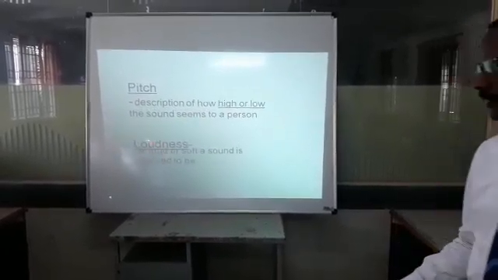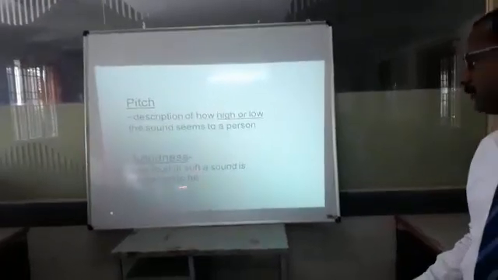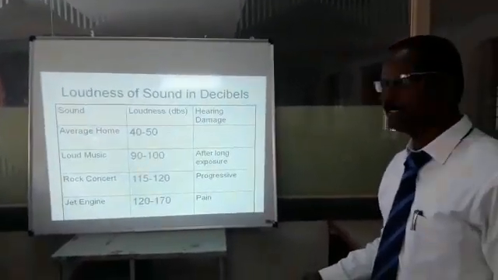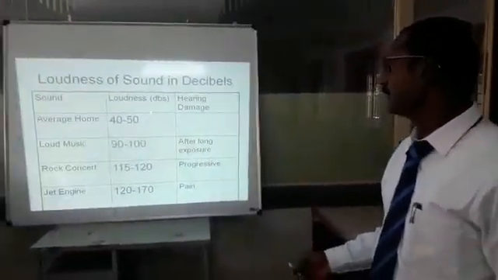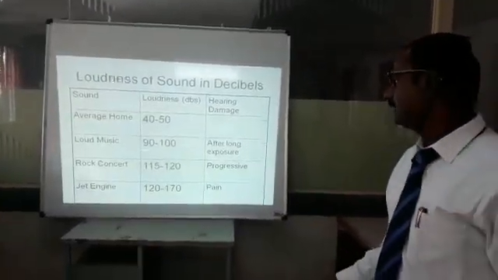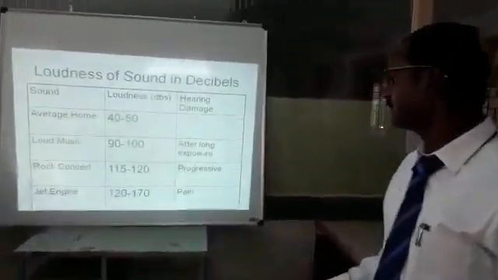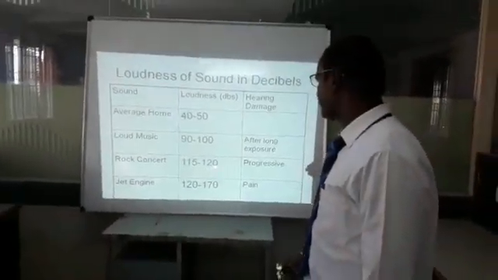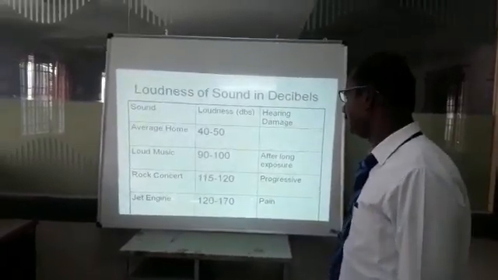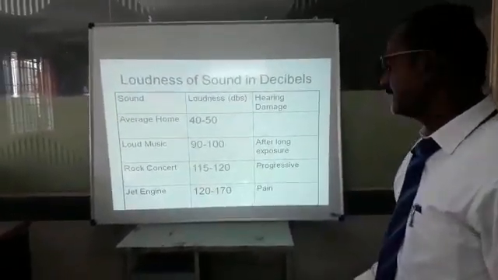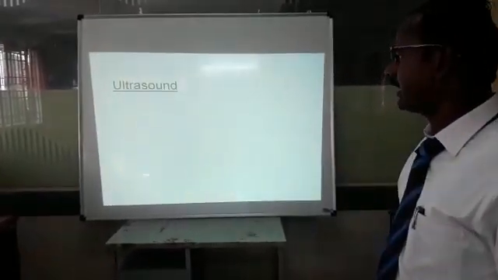Next, loudness. Loudness is how loud or soft a sound is perceived to be by a human. Loudness of sound in decibels: the average sound in a home is 40 to 50 decibels. Hearing is not damaged. Loud music, 90 to 100 after long exposure. Rock concert, 115 to 120, it is very harmful. A jet engine of an aeroplane, 120 to 170, it is painful for the normal human ear.